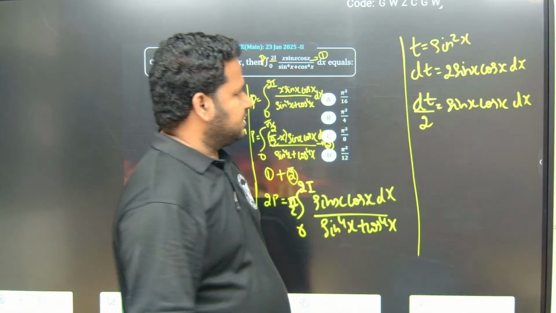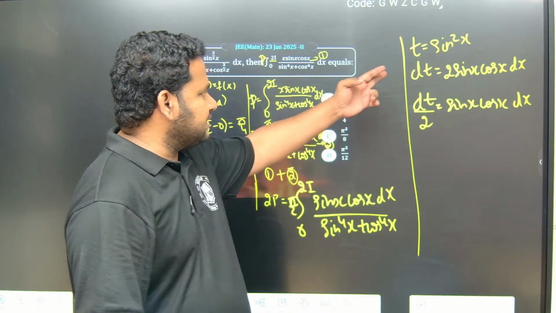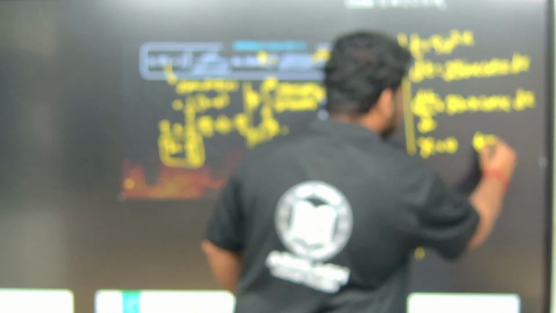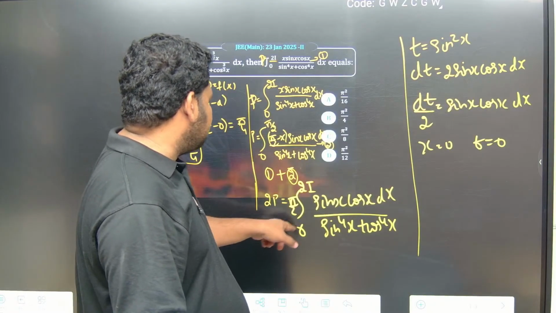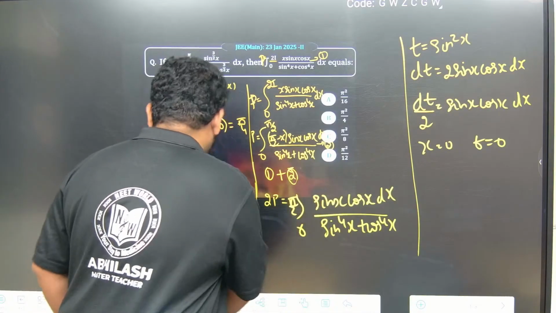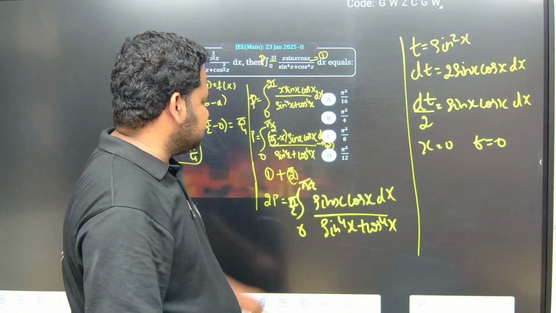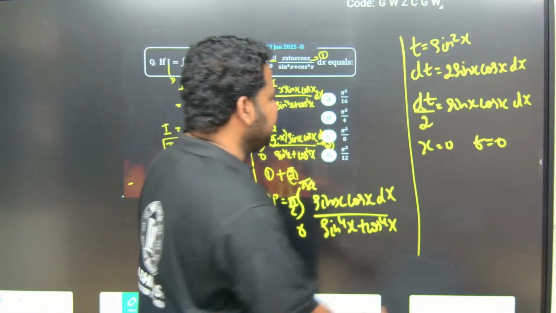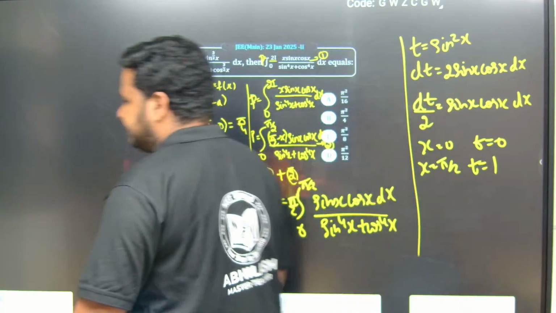Not just that. When I put t equal to sin square x, the limits also change. If x is equal to 0, sin 0 is 0, so t will be equal to 0. If x is equal to pi by 2, sin pi by 2 is 1, so t will be equal to 1. The outer factor should be pi by 2, with limits 0 to pi by 2. I am writing a detailed solution.